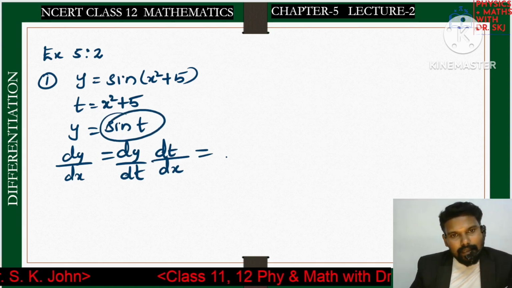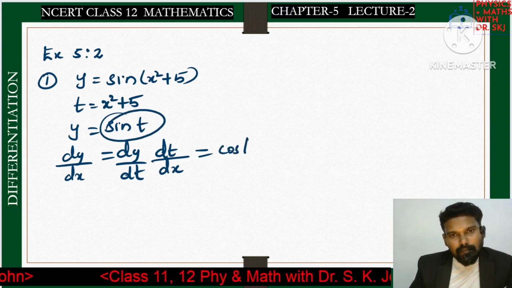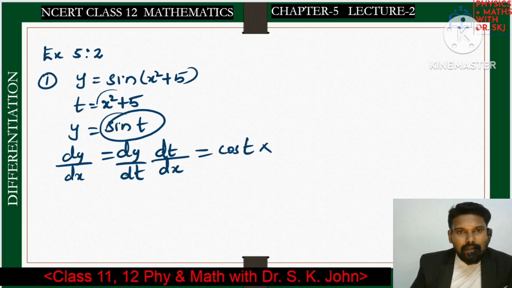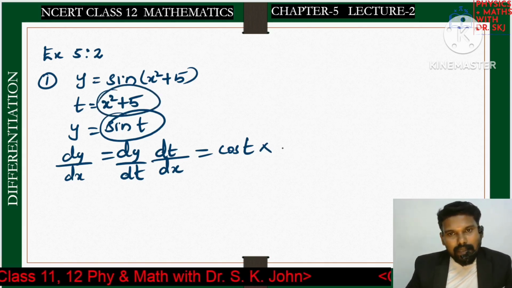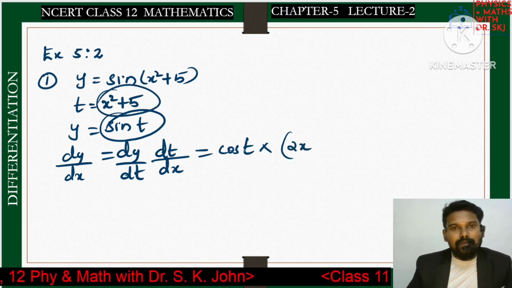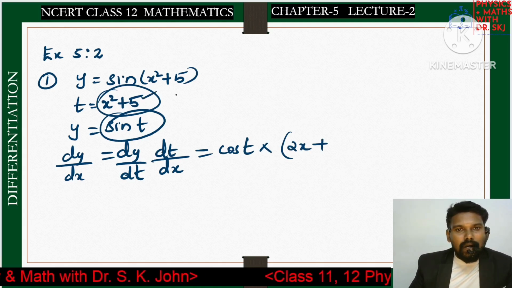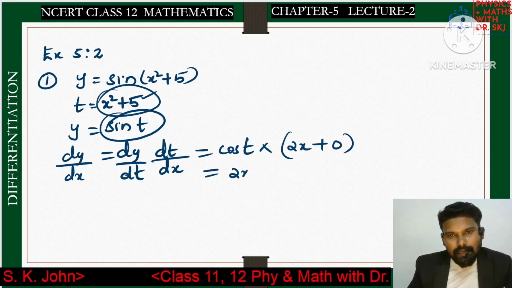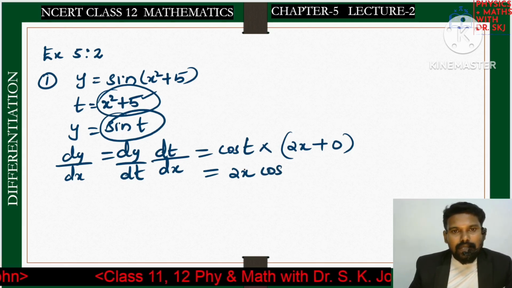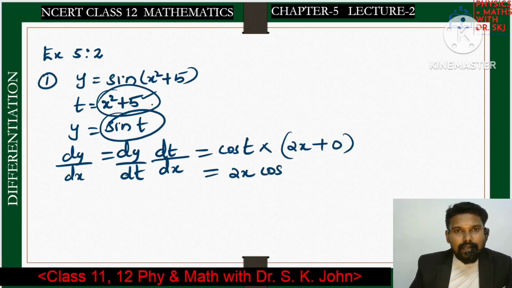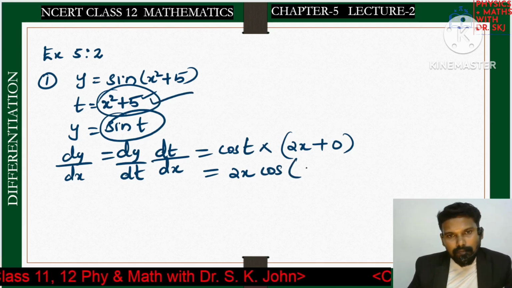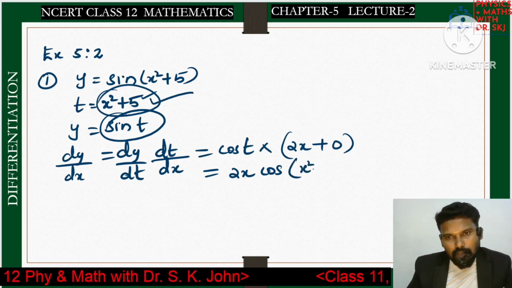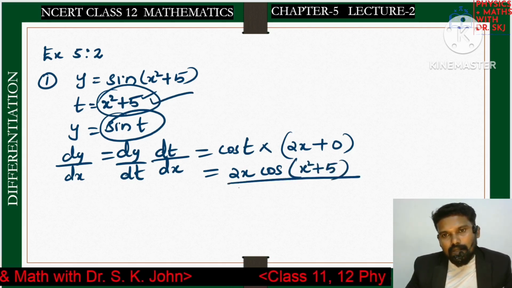What is dy by dt? The derivative of sine t with respect to t is cos t, times what is dt by dx? It is the derivative of this function. What is the derivative of x square? It is 2x. And what is the derivative of 5? It is 0. So the answer is 2x times cos t. What is cos t? T is x square plus 5. So we have 2x cos of x square plus 5. So this is your final answer.